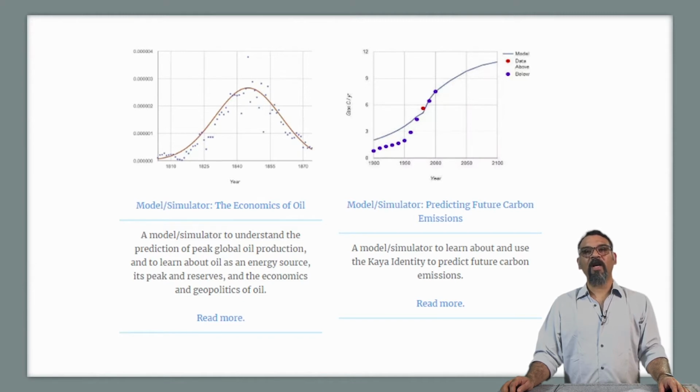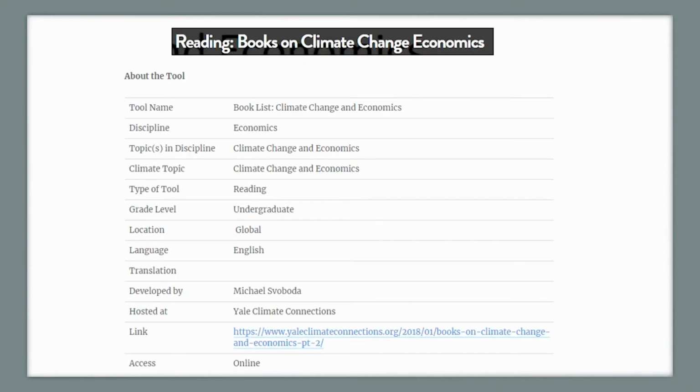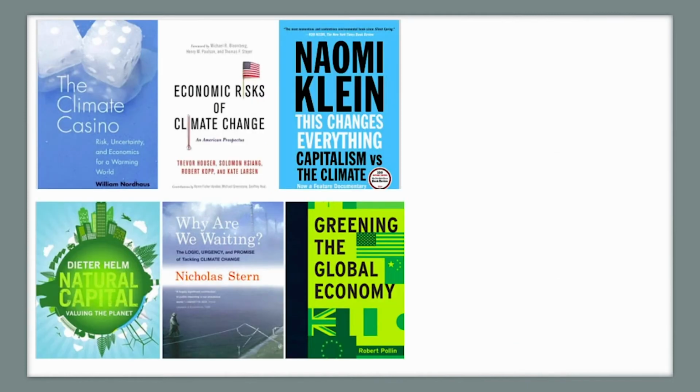A model or simulator to learn about and use the Kaya identity to predict future carbon emissions, and many more. Let us take a look at some of these resources. A reading, which is a list of books on climate change economics that has been developed by the Yale Climate Connections at the link shown here.